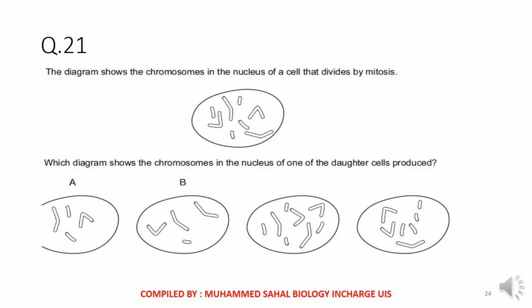Question number 21. The diagram shows the chromosomes in the nucleus of a cell that divides by mitosis. Which diagram shows the chromosomes in the nucleus of one daughter cell produced? The answer is C.